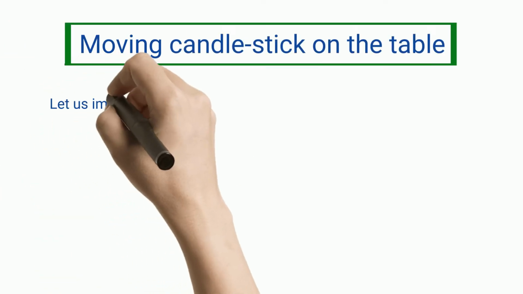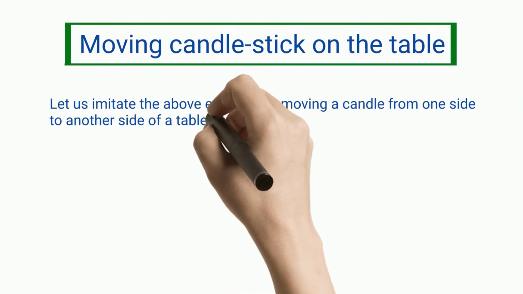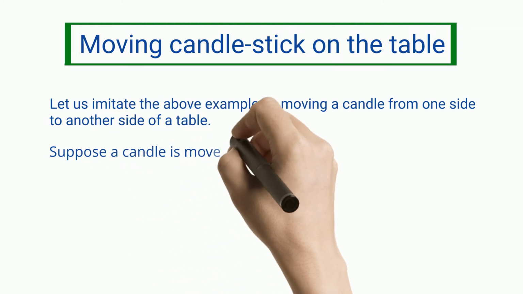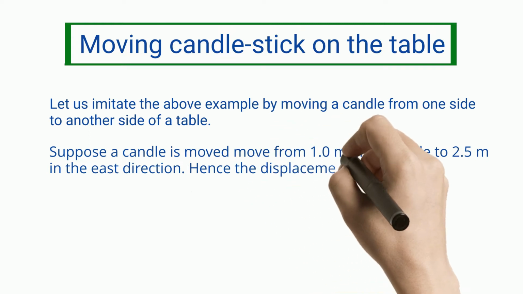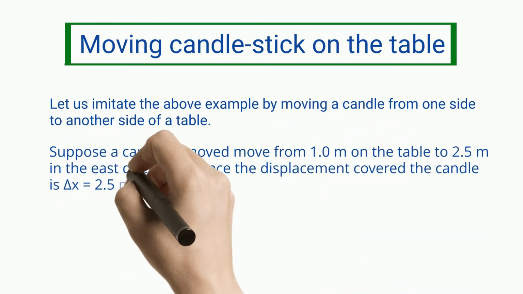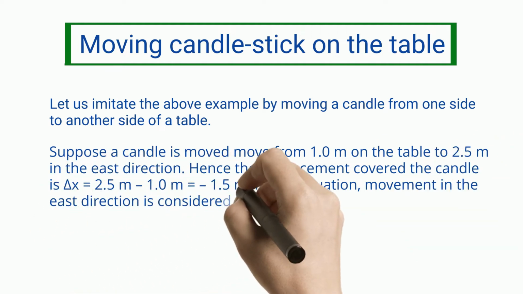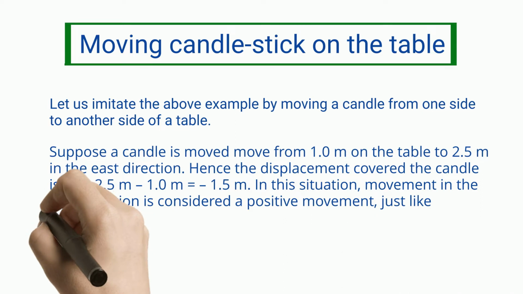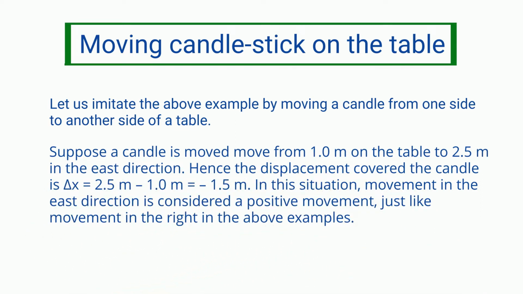Moving candlestick on the table. Let us imitate the above example by moving a candle from one side to another side of a table. Suppose a candle is moved from 1.0 m on the table to 2.5 m in the east direction. Hence the displacement covered by the candle is x equals 2.5 m minus 1.0 m equals 1.5 m. In this situation, movement in the east direction is considered a positive movement, just like movement to the right in the above examples.